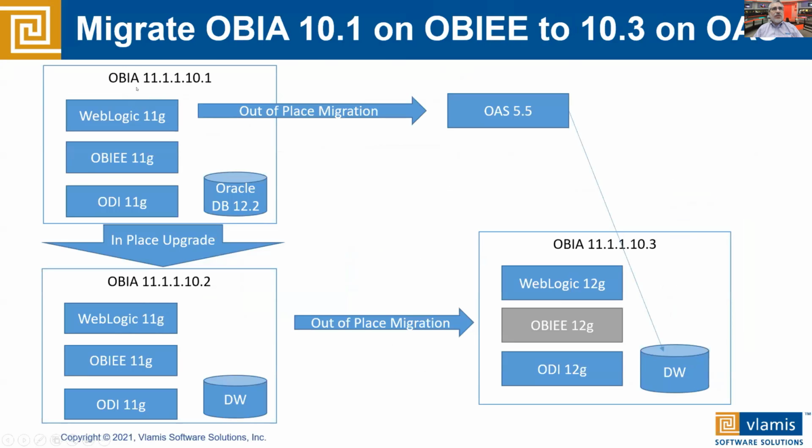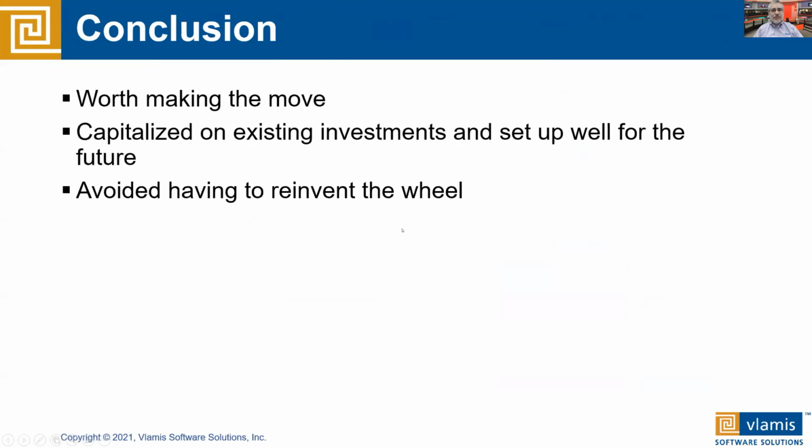This is what that looked like in terms of the future, moving from OBIA 10.1 to 10.3 on OAS. We're in the process now of wrapping up moving from OBIA 11.1.1.10.1 to OBIA 11.1.1.10.2. We did that as an in-place upgrade, and we're just about done with the out-of-place migration to 11.1.1.10.3. And now we get WebLogic 12 and OBIEE 12, or in this case OAS and ODI, with the same data warehouse running against this.